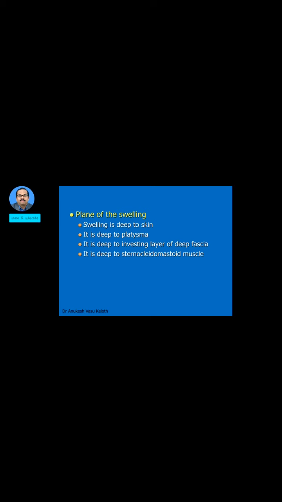Now next is deep to sternocleidomastoid muscle. Though it is within the investing layer, we can turn the neck to the opposite side. That would mean the fascia is tense, and against the resistance of the examiner's hand, the examiner is pushing to the same side and the person is turning to the opposite side. Like that, the sternocleidomastoid becomes tense or contracts, and then the swelling becomes less prominent. So these are the ways of saying the swelling is deep to skin, deep to platysma, deep to investing layer or deep fascia, and deep to sternocleidomastoid muscle. So that is the plane of the swelling.